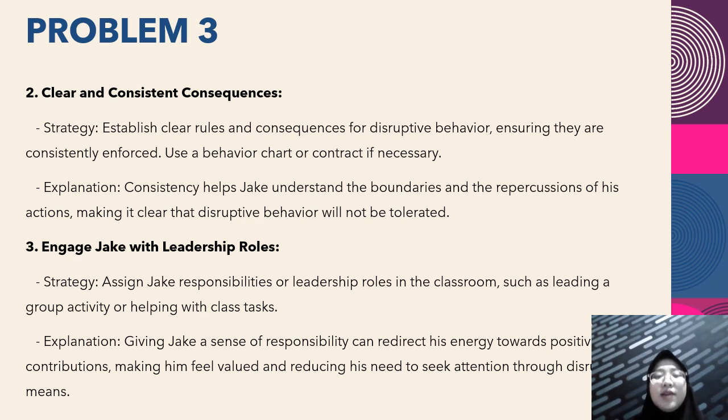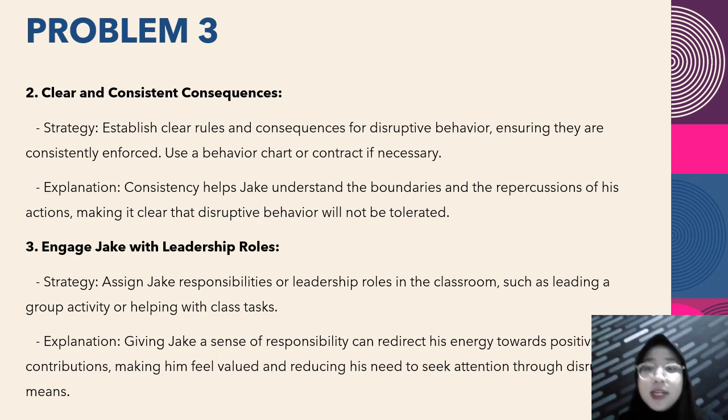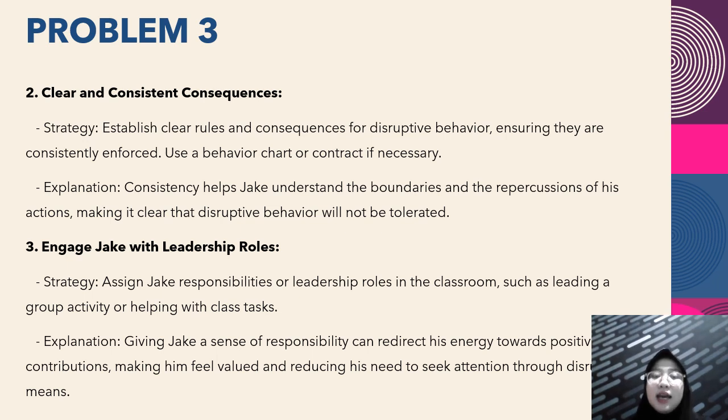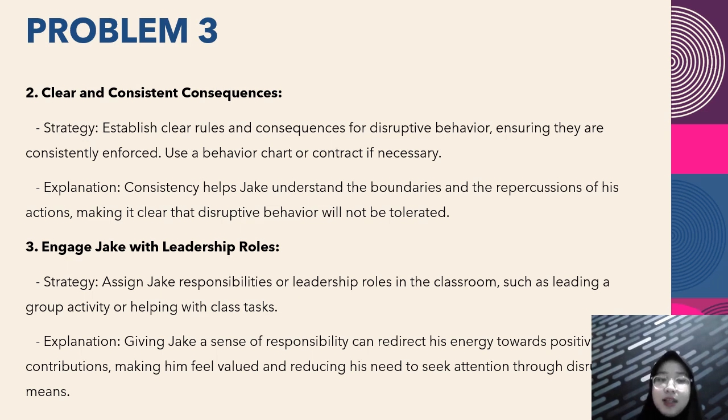Number two, clear and consistent consequences. The strategy is establish clear rules and consequences for disruptive behavior, ensuring they are consistently enforced. Use a behavior chart or contract if necessary. The explanation is consistency helps Jake understand the boundaries and the repercussions of his actions, making it clear that disruptive behavior will not be tolerated.